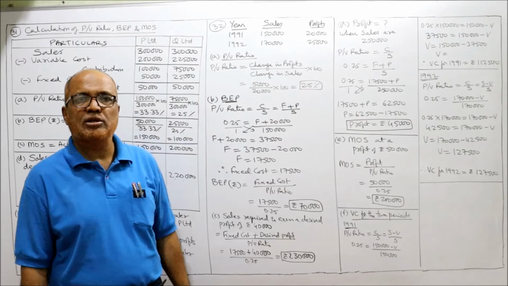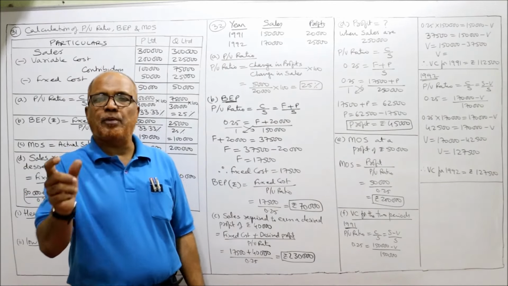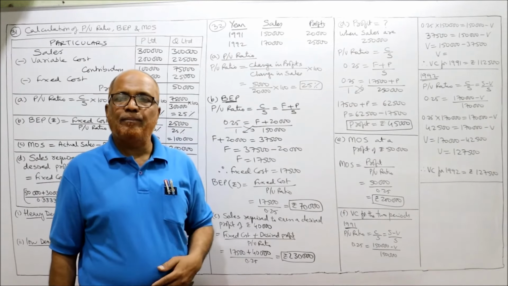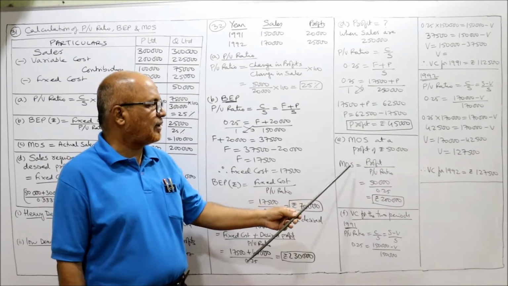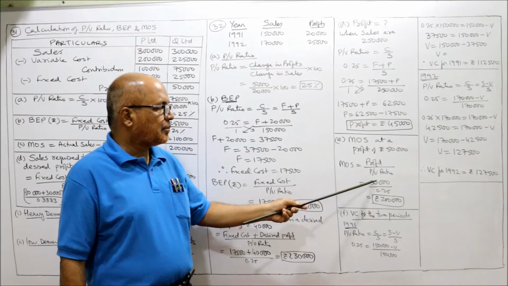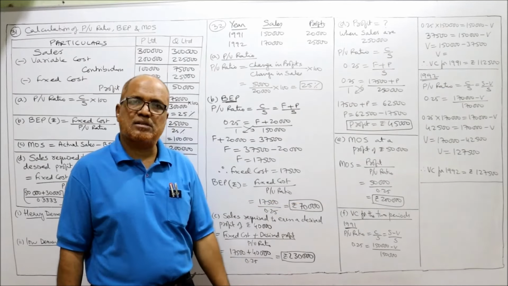Next, E point. Margin of safety at a profit of 50,000. If profit is 50,000, how much would be the margin of safety? We have the formula: profit by PV ratio. Margin of safety is equal to profit by PV ratio. So profit is 50,000, divided by PV ratio 0.25. So 2 lakh rupees is the MOS.